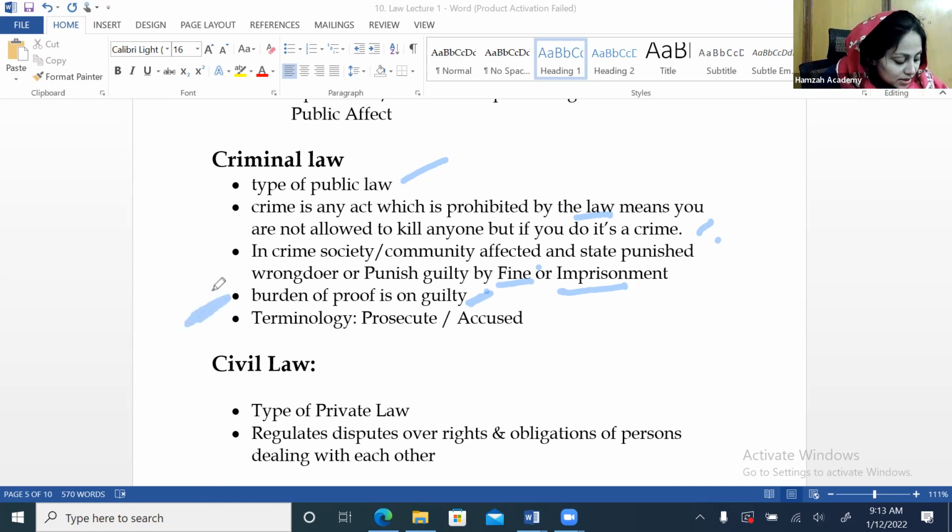What does that mean? It means if I suspect that my neighbor killed someone, what I will do is inform the court, and the court now asks my neighbor to prove that he is not a murderer. So my neighbor has to prove that he is innocent. He has to provide evidence that he is innocent and he didn't commit any crime. So burden of proof is on the guilty. The person who is suspected has to prove that he is innocent. So in criminal law, the burden of proof is on the guilty party.